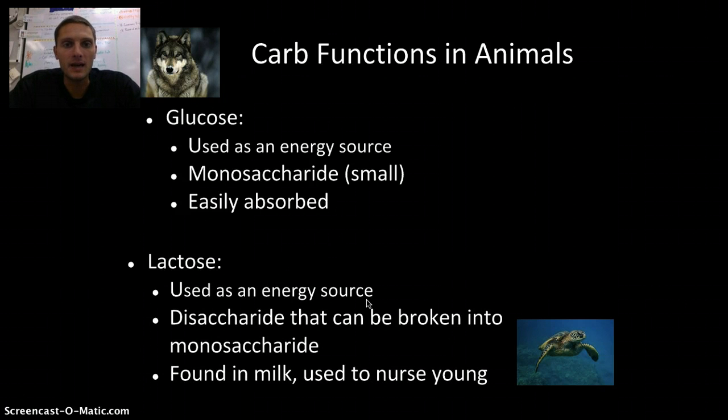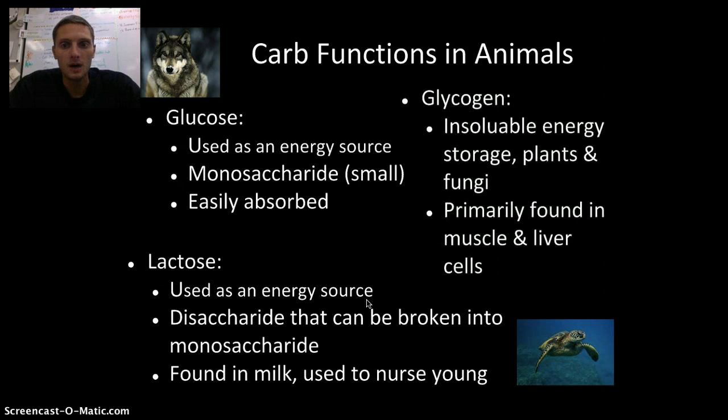Lactose would be a disaccharide, and it's also used as an energy source. It can be broken down into a monosaccharide, and as I mentioned earlier, it's the sugar found in milk, and so it's very helpful, and it's used to nurse young organisms, young animals. Glycogen, a polysaccharide, is an insoluble energy storage, and it's used in plants and fungi. And it's primarily found in muscle and liver cells in animals, because it's insoluble in water.